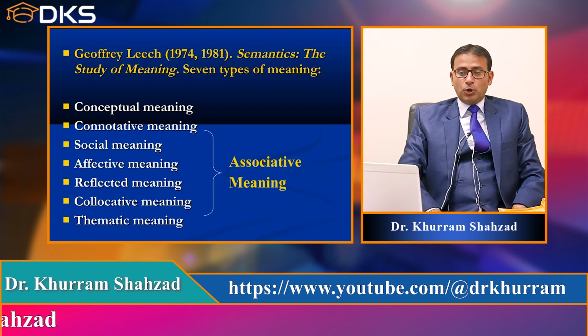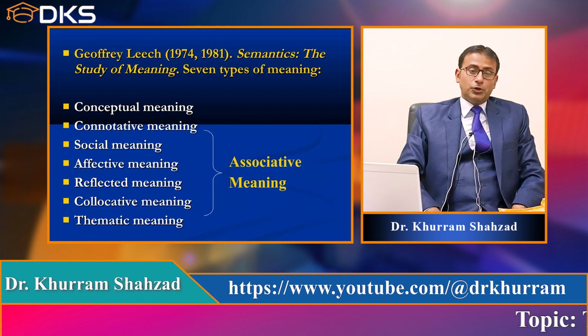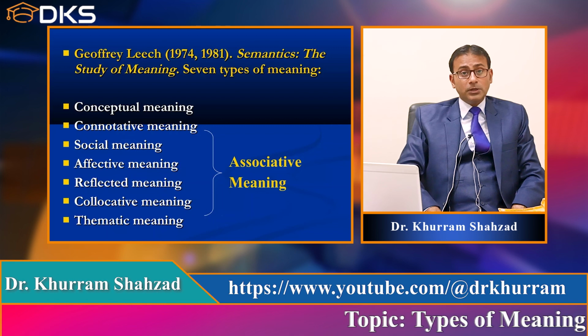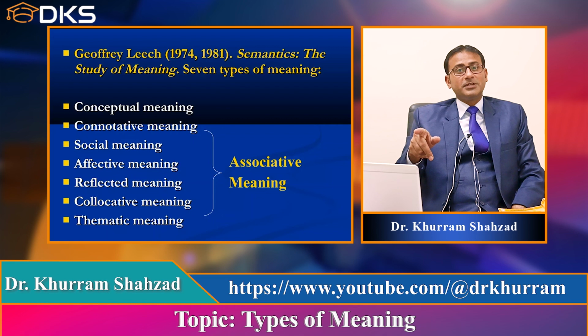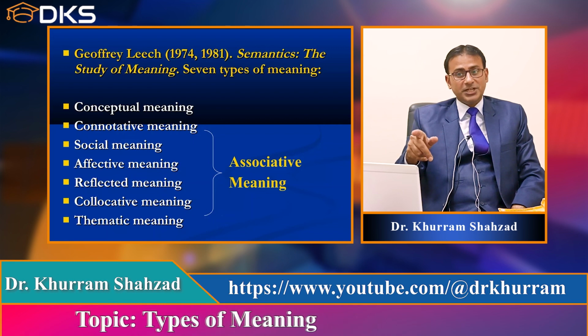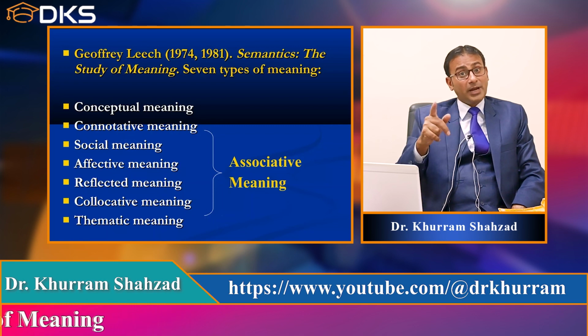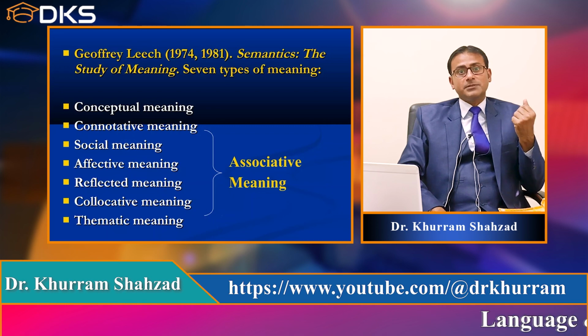Geoffrey Leech in his book talks about seven kinds of meanings. Before Geoffrey Leech, what comes to my mind is that students who study literary theory come across the book Seven Types of Ambiguity. I believe that Geoffrey Leech has taken these ideas from seven types of meaning or ambiguity. Usually ambiguity is created because of the meanings.